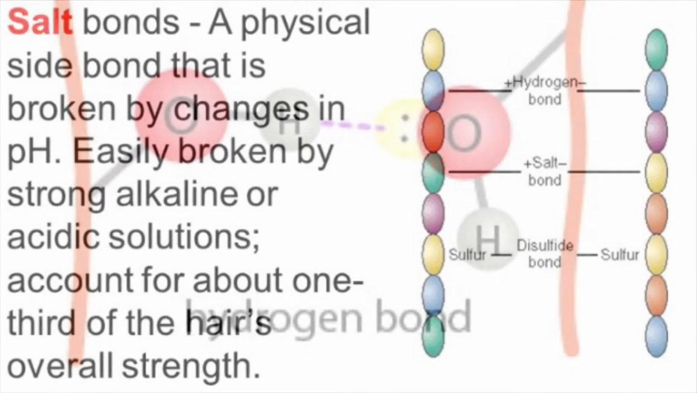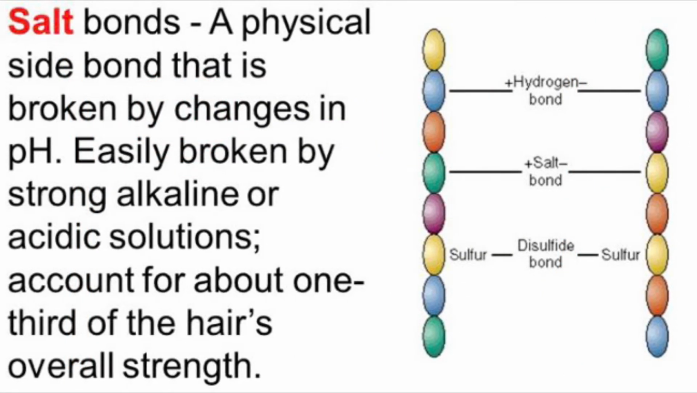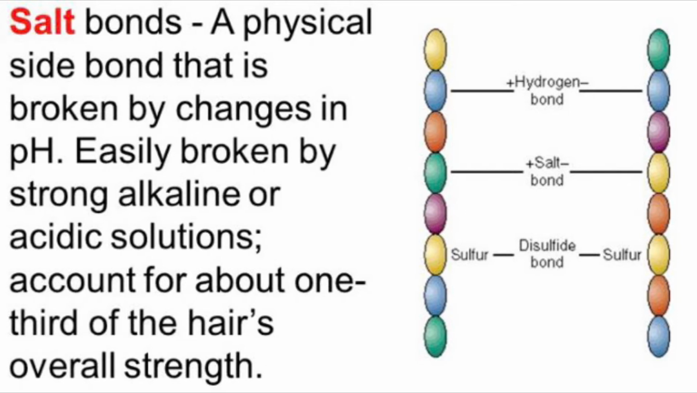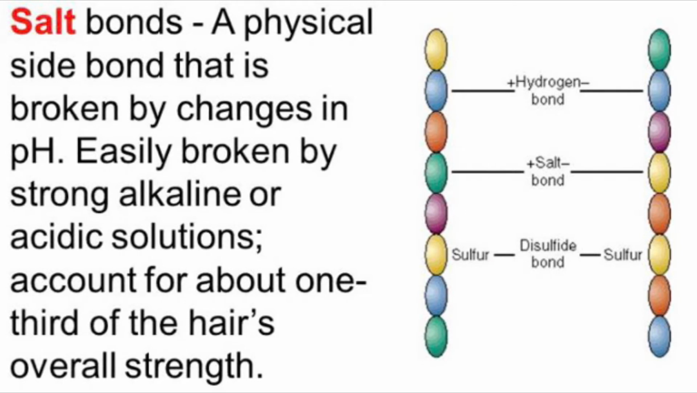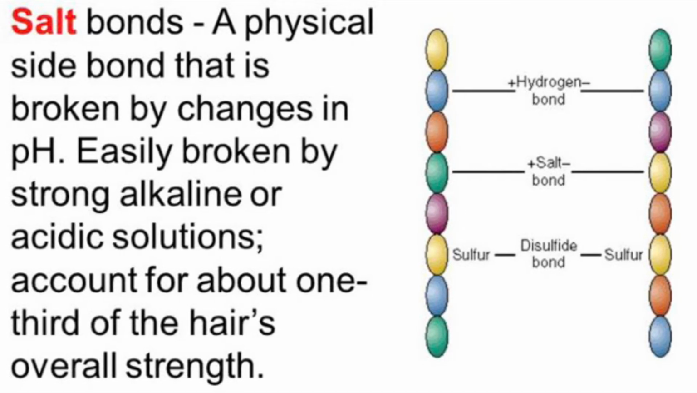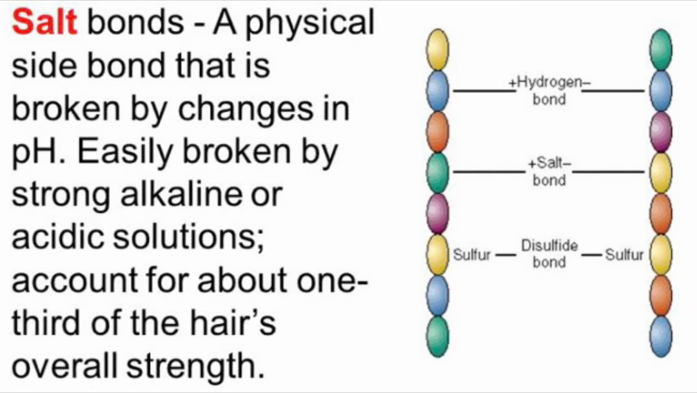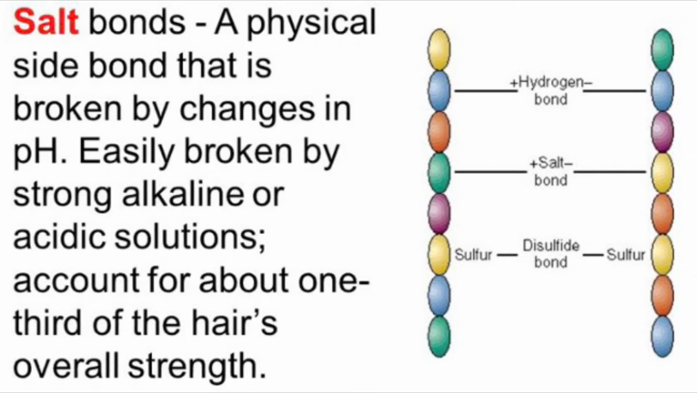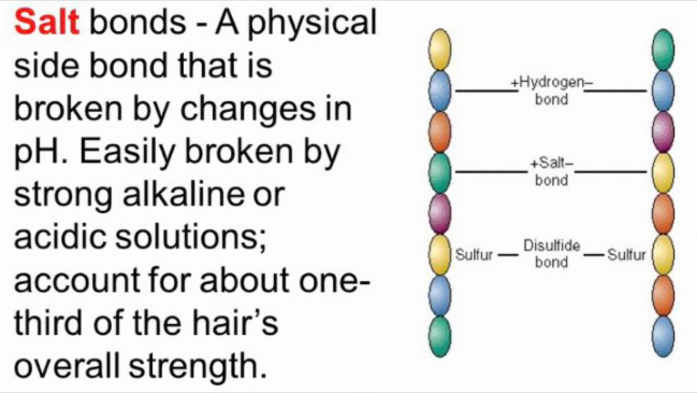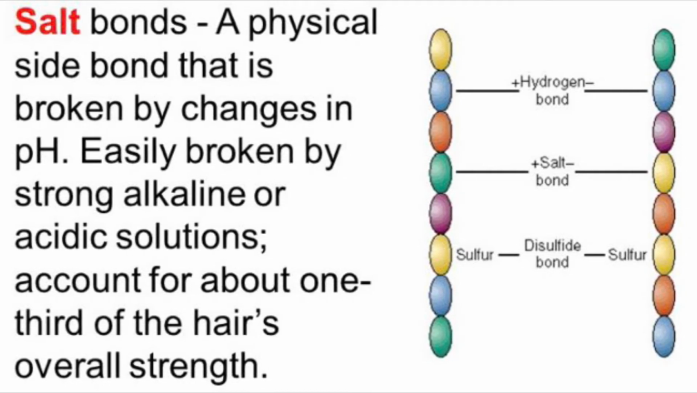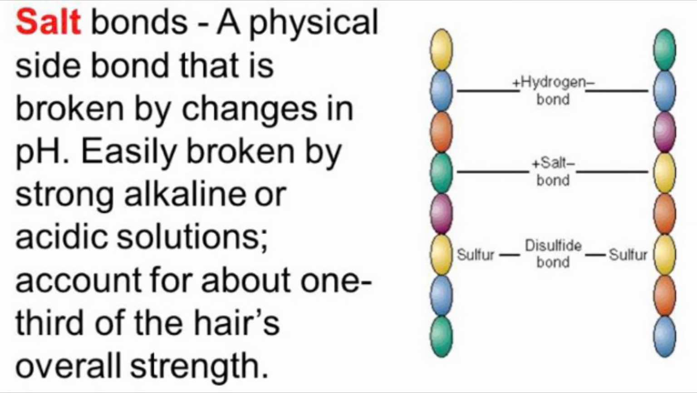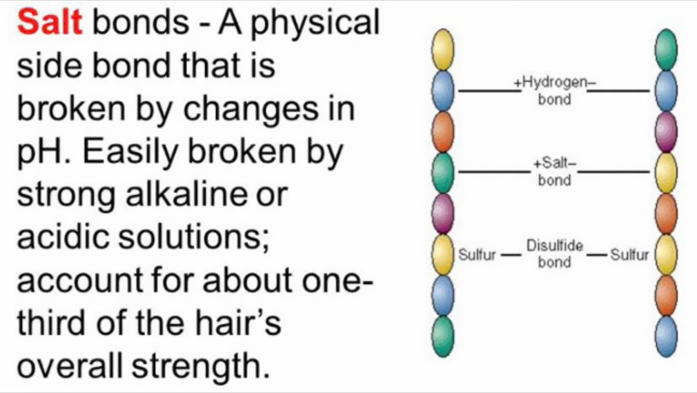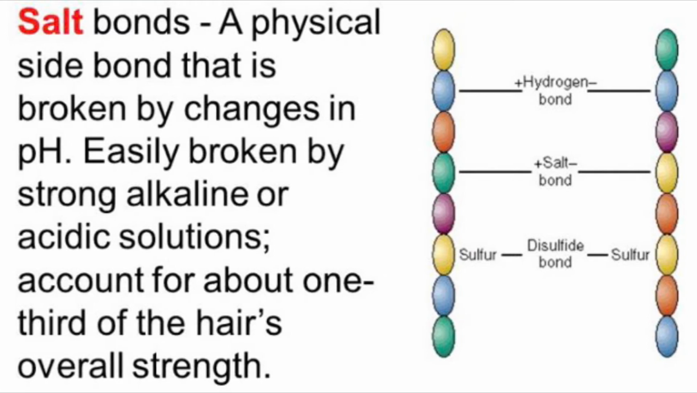A salt bond is a weak physical side bond which cross-links the polypeptide chains but reacts to changes in pH. Salt bonds depend on pH and are easily broken by strong acid or alkaline solutions. Although weak, salt bonds are numerous and account for another 1/3 of the hair's total strength.